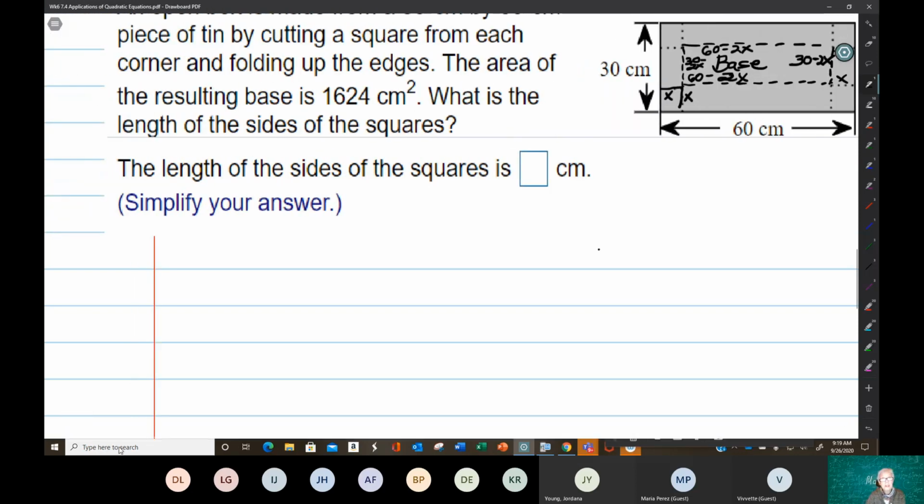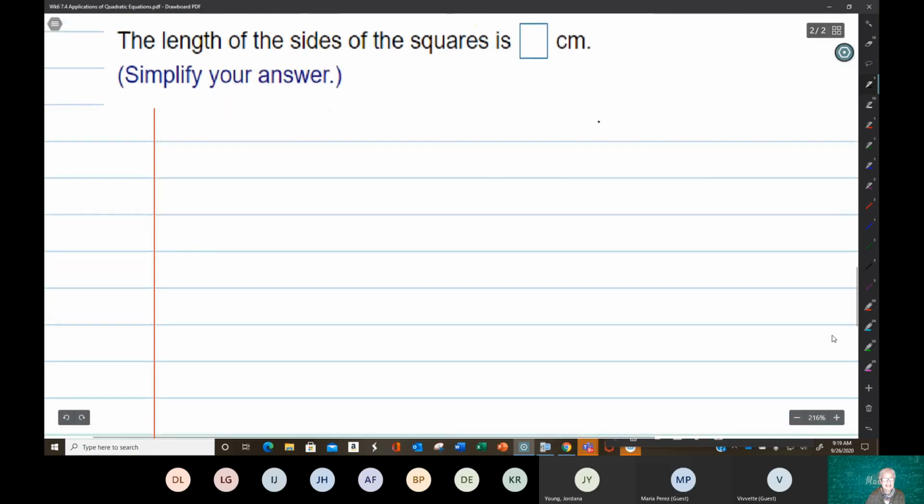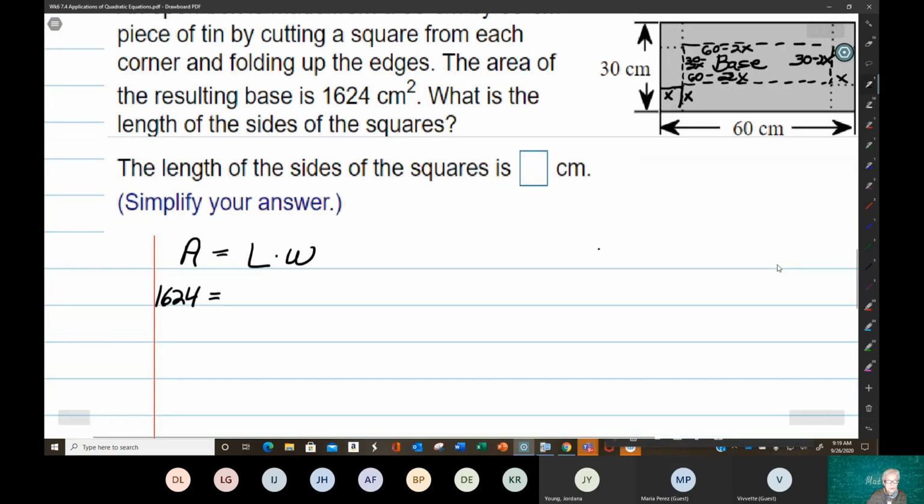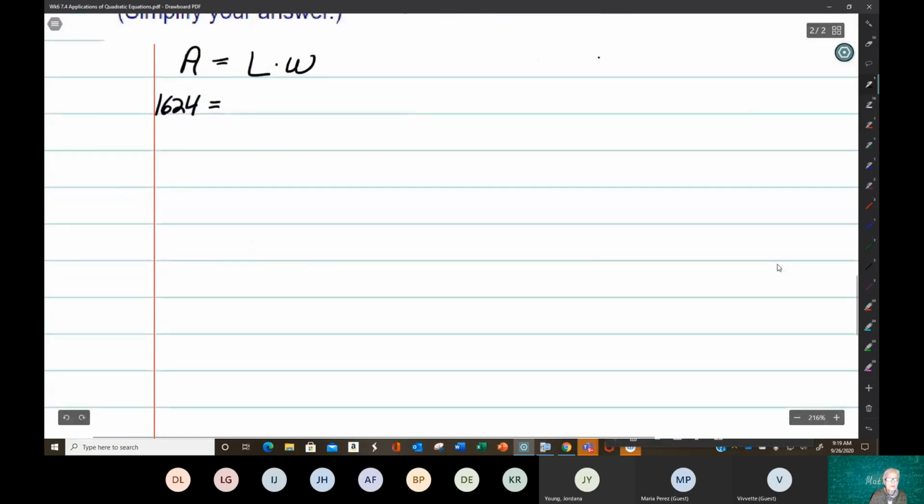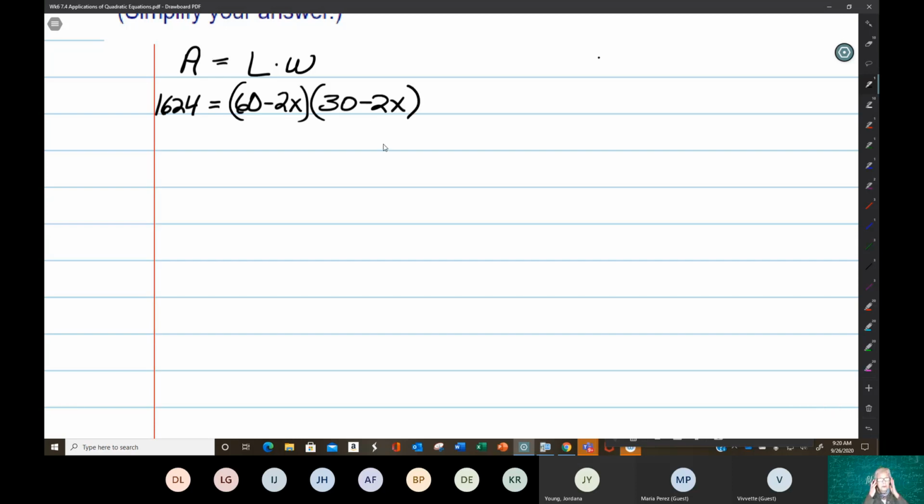Well, length times width is area. Area equals length times width. So 1624, let me make sure it's really 1624, okay, is going to equal the length, 60 minus 2X, times the width, 30 minus 2X. And so this whole thing is more of a multiplication problem.